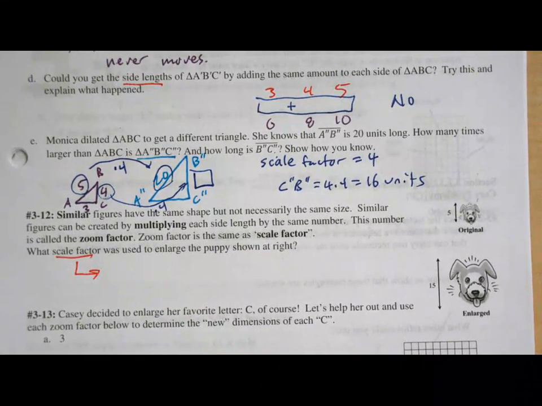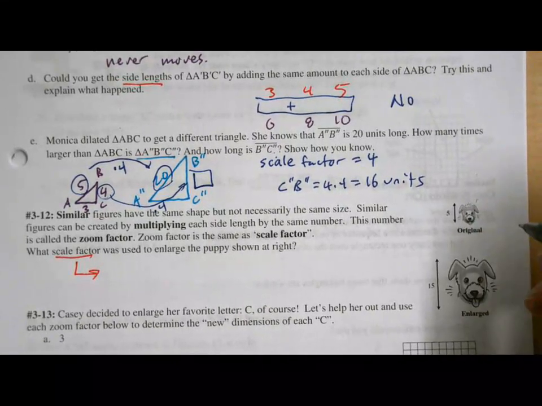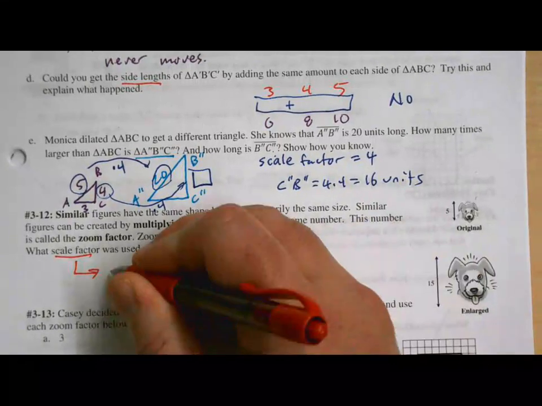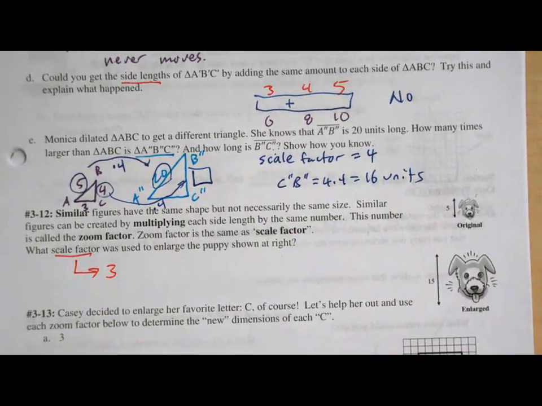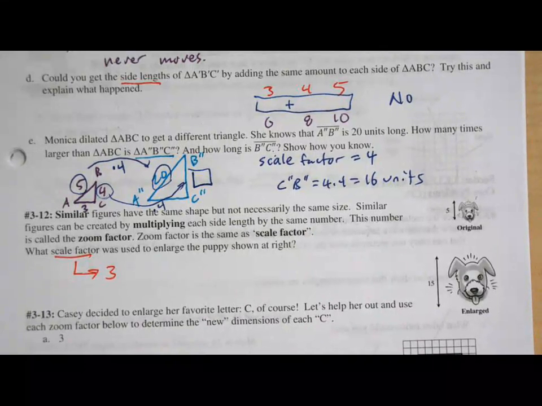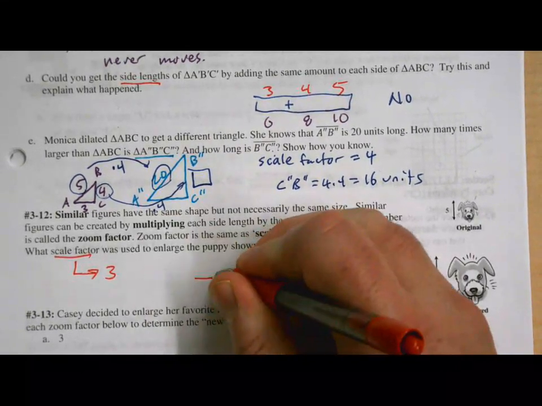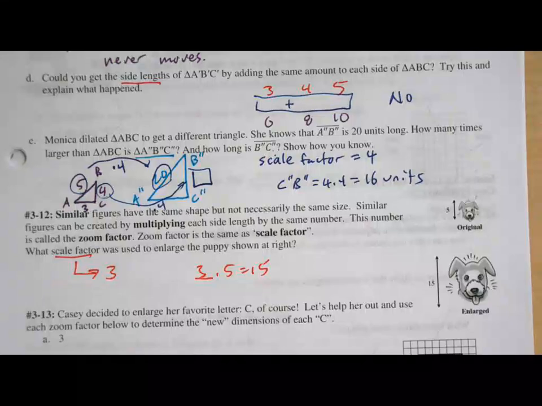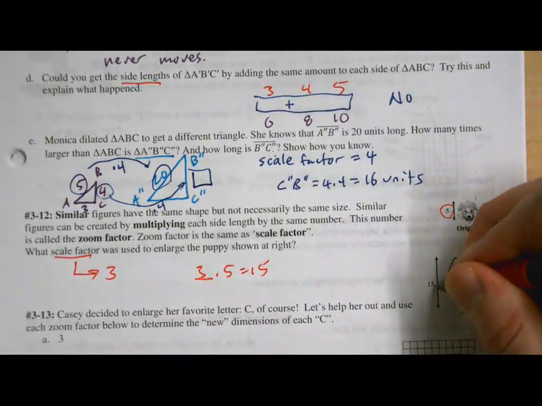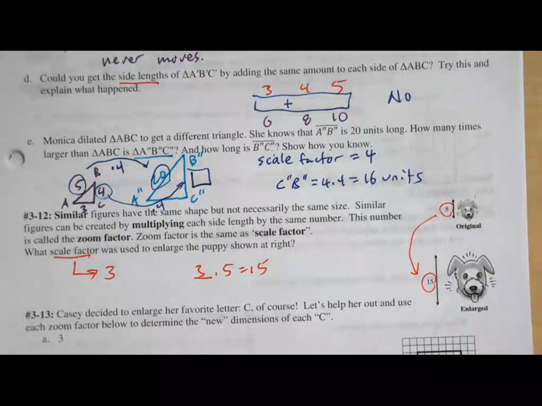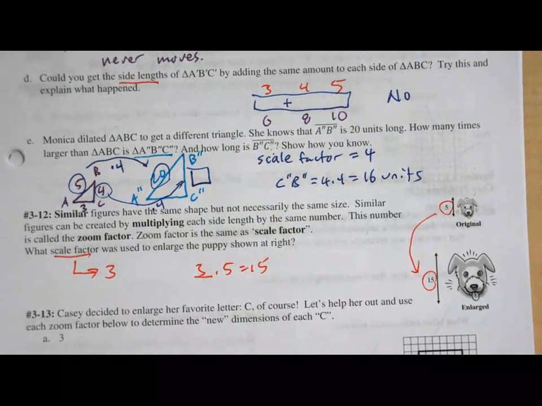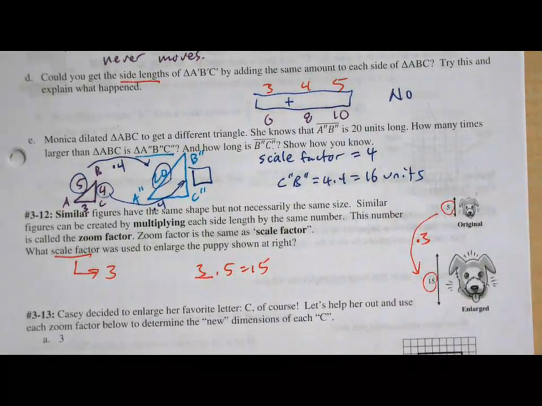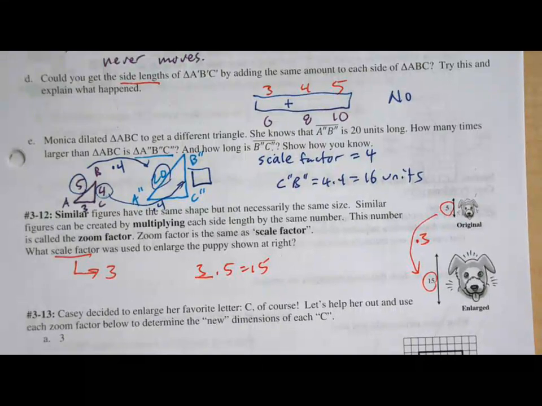What'd you all come up with for your scale factor? 3? If I asked you to show me work, what would you do to show me your work? You could say blank times 5 equals 15 and show that 3 works for that. The whole idea is if I've got 2 lengths, the scale factor would be the thing I'm multiplying one length by to get the other one. So I could just show that to show work also.